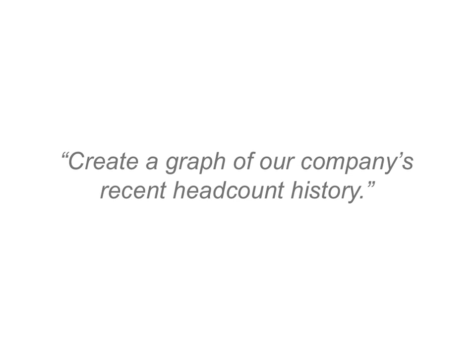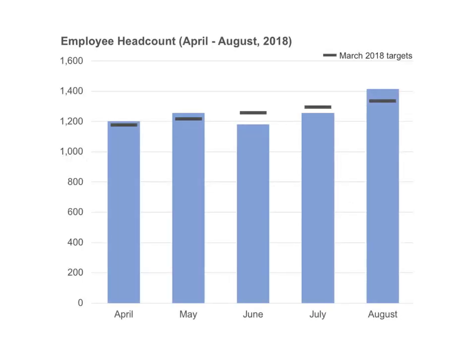So for example, if we assume that the graph is going to be used by board members who want to know if we hit our headcount target for each month since the last board meeting, which was 5 months ago, well, we might create something like this. And so here we can see each individual month, and we can see where we were below target for each month and where we are above target for each month.